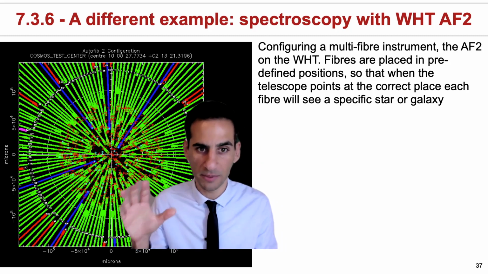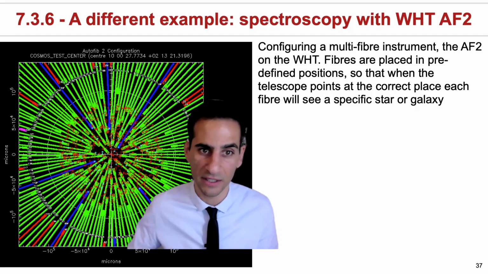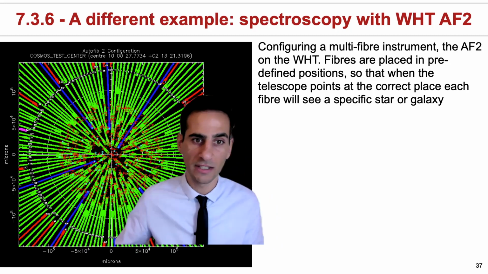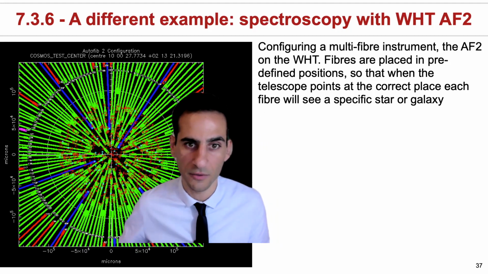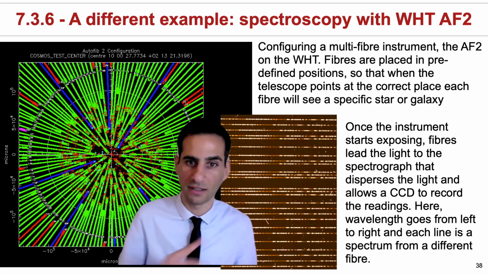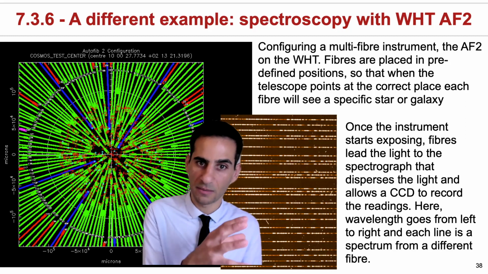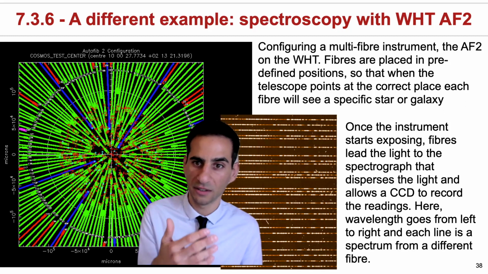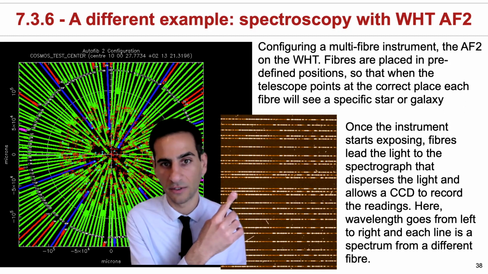Once you actually place them, and if you do it well, so that fibers are seeing the star or the galaxy that you're looking at, each one of these fibers will conduct the light to a spectrograph, which will disperse it, and then finally you'll be able to get data like this. There will be no spatial information because fibers will just capture the light, and then that spatial information is lost. But you'll still see something very similar.